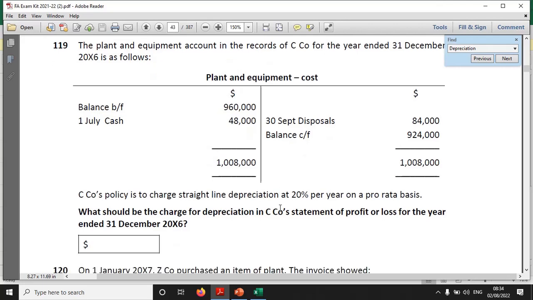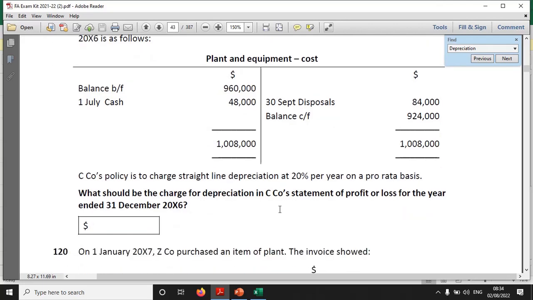Now, the question is, what should be the charge for depreciation in C Company's statement of profit or loss for the year ended 31st December 2006? This should be the simplest question. You know why? It has got no multiple choice.